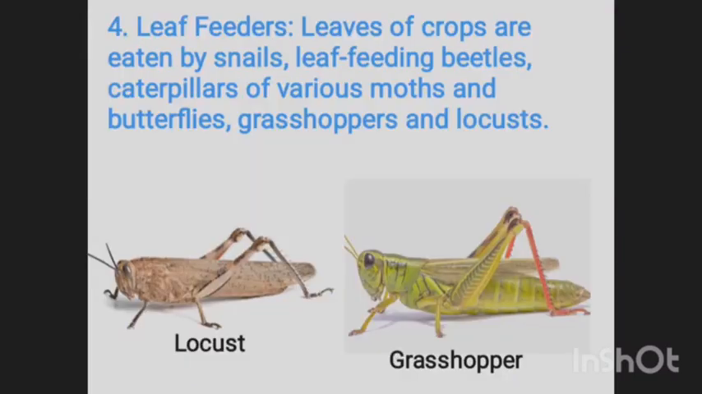Another group here is the leaf feeders. This particular insect focuses on the leaves of plants. They eat up the leaves. Examples we have are the snail, beetle, caterpillar, moth, butterfly, grasshopper, and locust. So these are examples of leaf feeders. They feed only on the leaves of plants.